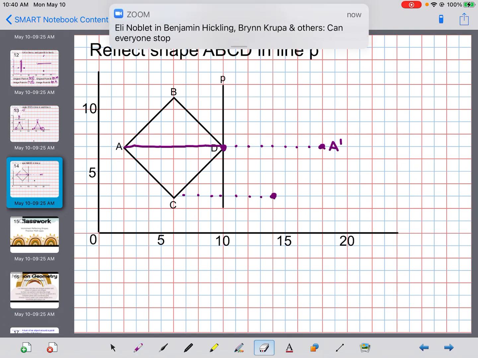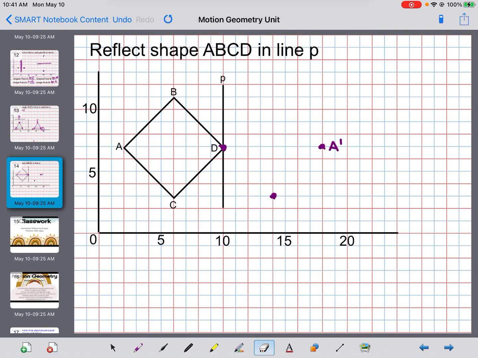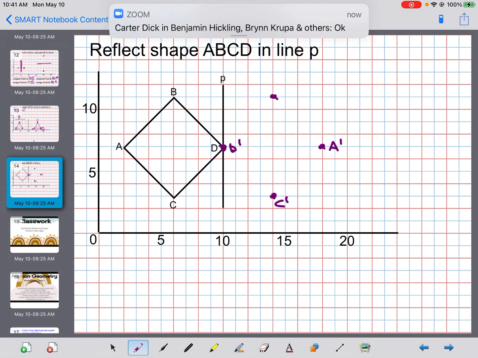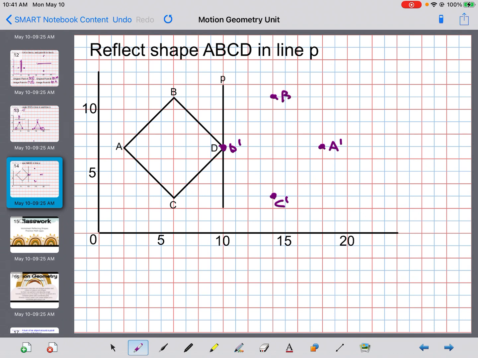Okay, and I'm just going to erase all these extra dots too, so it's not confusing. And this is C prime. We already know where our D prime is. And last is B, which is 4 points away from the line. 1, 2, 3, 4 right there. And that is B prime. And then we just connect the dots here.